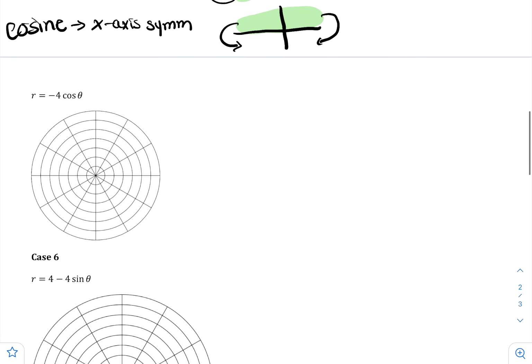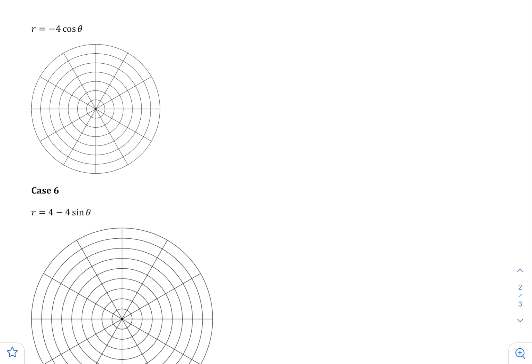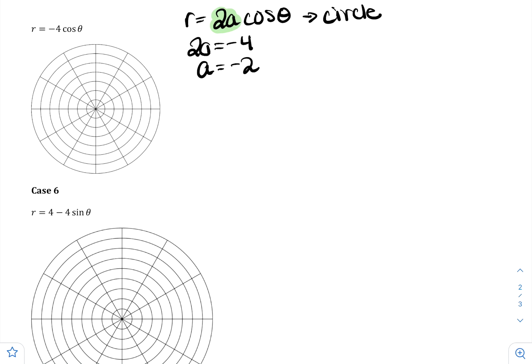6. So we have r is equal to -4 cosine theta. So this is definitely case 5 because it's 2a cosine theta. So first I'm going to look at, so it's a circle. So the first thing I'm going to do is I'm going to take the 2a, and I'm going to look at what the 2a is. So the 2a is -4 in this case, which means that a is -2. So the center of my circle, because it's cosine, it's going to be on the x, so -2, 0. And the radius of the circle is going to be the absolute value of -2, which is 2.